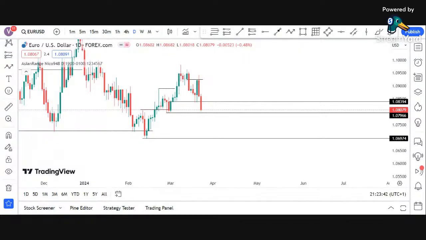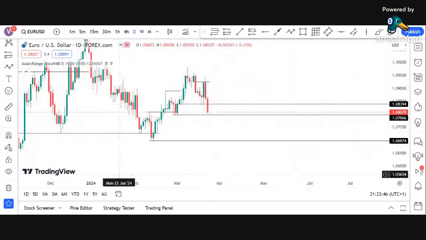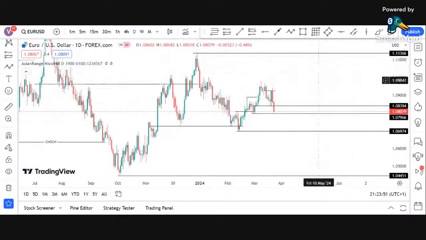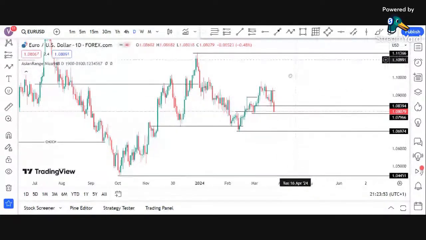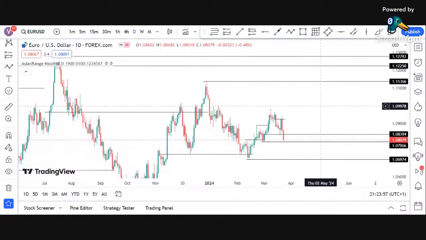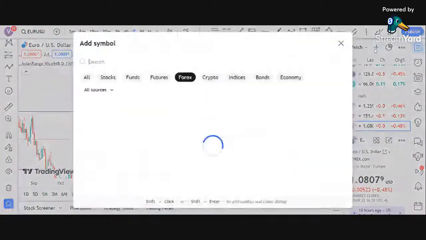So we saw the price trade off that zone, and we currently can't tell where the market is going. The market can just move all the way up and take out all the liquidity above. So one of our confluences should be the euro, which is the EXY.